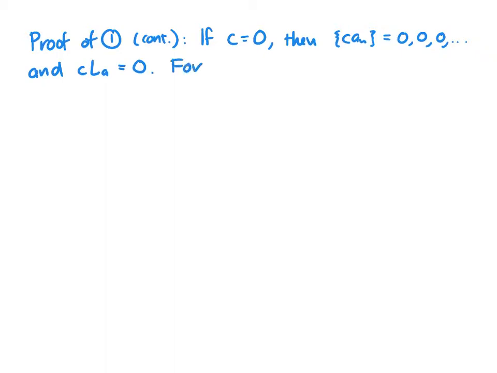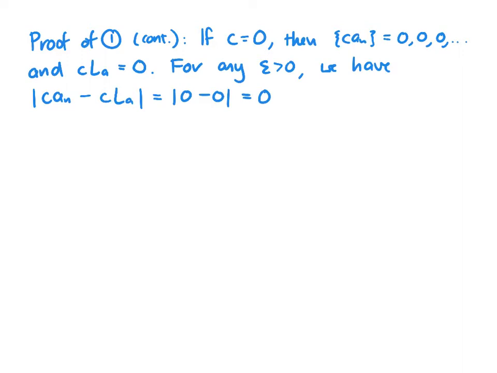So for any epsilon greater than 0, we have the absolute value of C a_n minus C L_A equal to 0 minus 0 in absolute value, which is 0, and that's certainly less than epsilon. So again, we get the convergence we wanted. So C a sub n converges to C times L sub A. Great, so that's the end of our proof here.